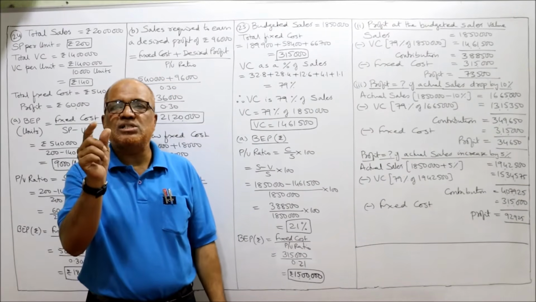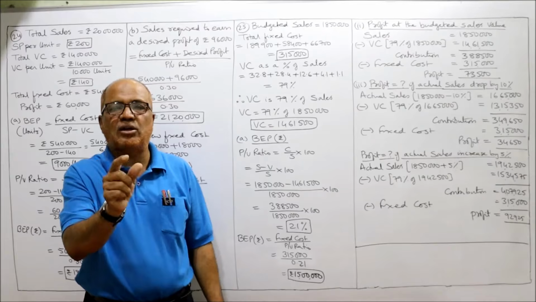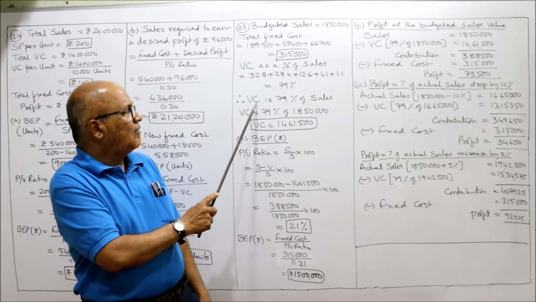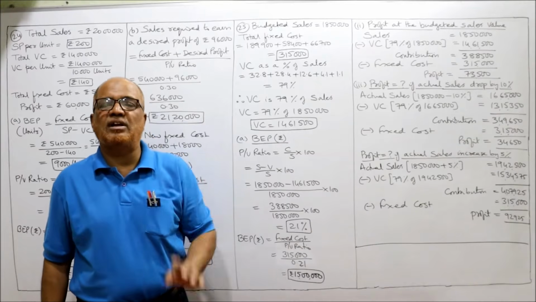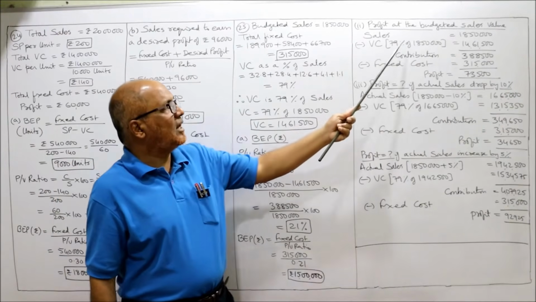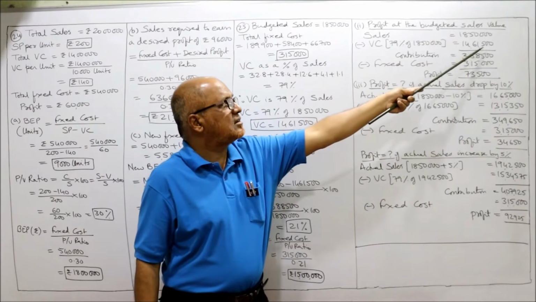The variable cost is 79% of sales. Already we have calculated. Variable cost is 79% of sales. जो भी सेल रहेगा उसका 79% वेरिएबल कॉस्ट. तो 79% of 18,50,000, 14,61,500.